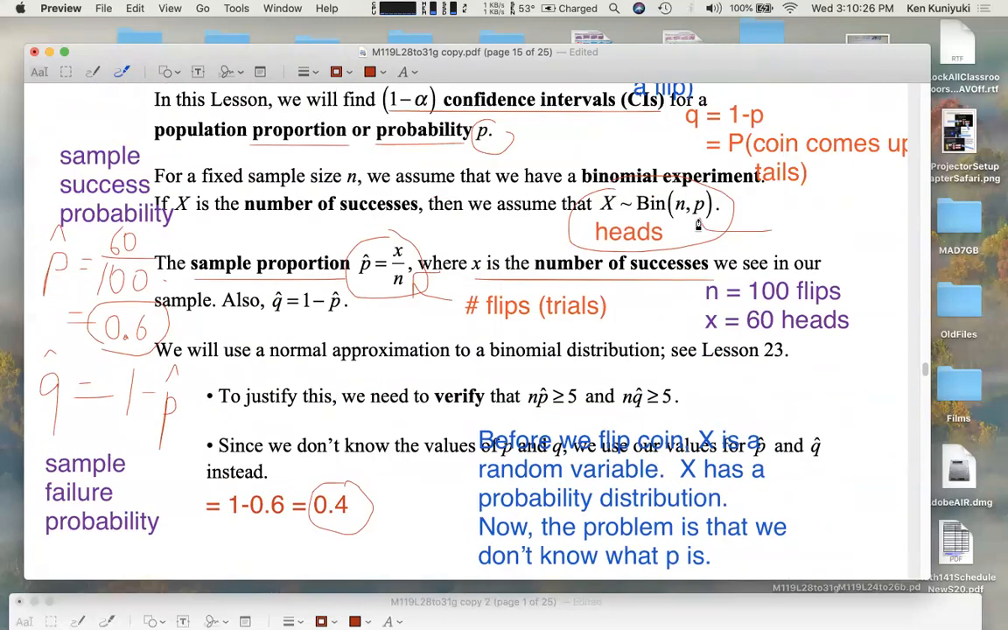Okay, so we want to know what this is. We're trying to estimate P. That's our ultimate goal here. P hat here is our point estimate for P, as we've mentioned before. And Q hat is our point estimate for Q, the failure probability. But now in this lesson, we're going to also talk about an interval estimate for P, a confidence interval.